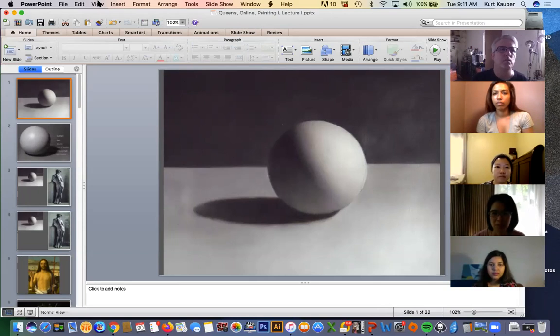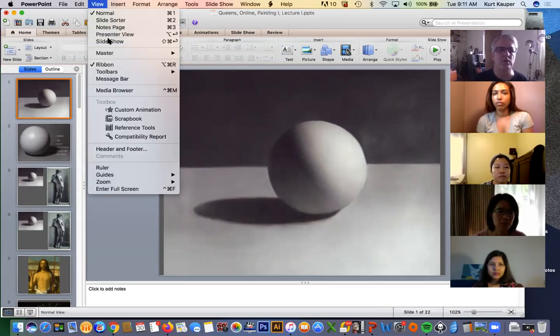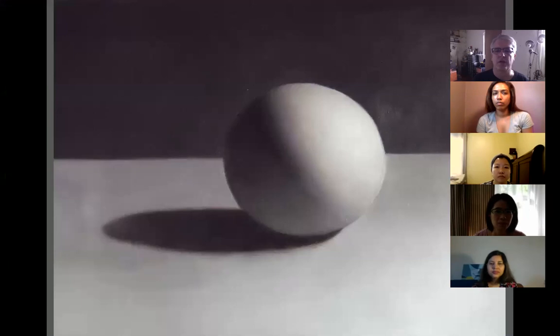So what we're looking at right now is a still life, similar to the kind of still life we're going to be painting today. It's a still life of a very simple geometric object, in this case, a sphere, and it's an object that's been illuminated with a single light source.